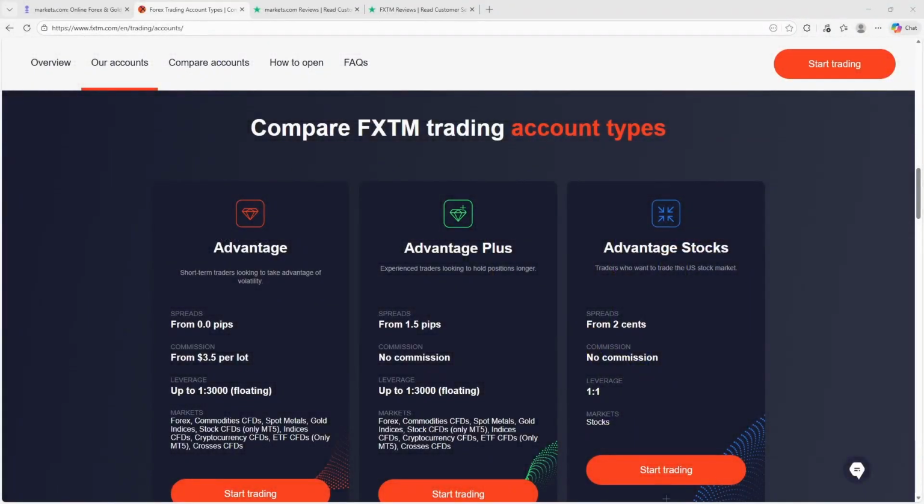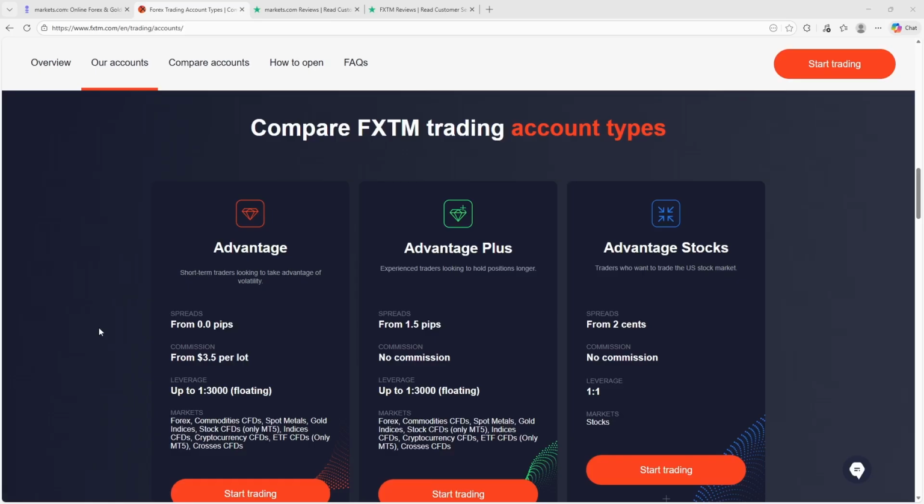FXTM approaches pricing in a more structured and segmented way by offering multiple account types that directly align spreads, commissions, leverage, and market access with different trading styles. Rather than relying heavily on promotions, FXTM separates its pricing through clearly defined accounts such as Micro, Advantage, Advantage Plus, and Advantage Stocks. Each account type adjusts how traders pay for execution, either through tighter spreads paired with commissions or wider spreads with no commission.